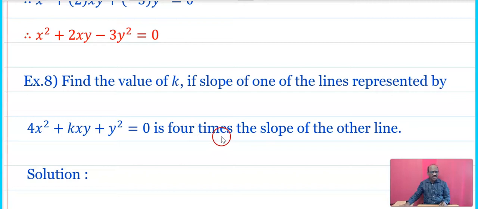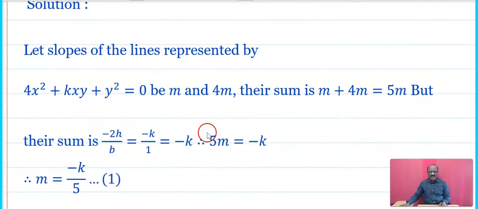Now here we have the given condition. Let the slopes of the lines represented by 4x² + kxy + y² = 0 be m and 4m. The slope of one line is 4 times the other. Suppose the slope of the first line is m, then the slope of the other line is 4m. And what about the sum of the slopes? m + 4m is 5m.